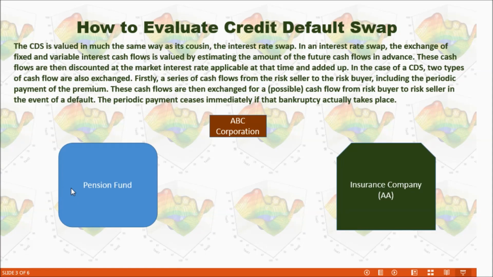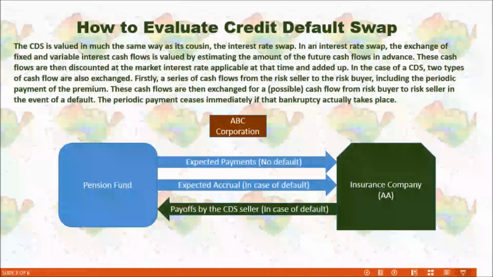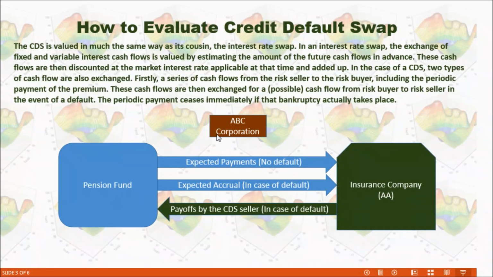Like I mentioned, the pension fund will pay the premium to this insurance company as long as ABC Corporation doesn't default. And also, in case of ABC Corporation's default, you also need to pay expected accrual to this insurance company. And when ABC Corporation defaults, the pension fund will receive payoffs from the CDS seller.